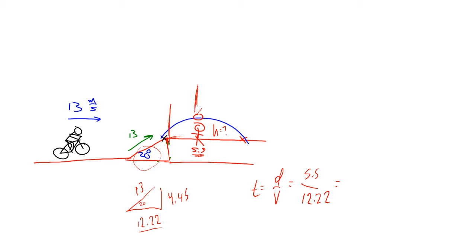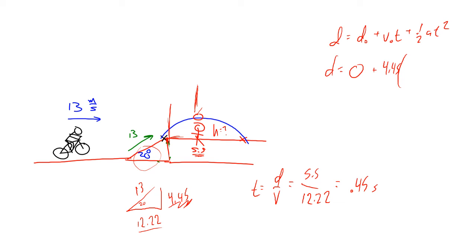That means the time it will take us is about 0.45 seconds to reach our assistant. And now we just got to figure out our height at that point. So we're going to be using equation number 2, d0 plus v0t plus 1/2 at squared. Okay, so I want to know what's our height. Our starting height is 0 because we're starting at the ground level, plus v0, our starting velocity, is 4.45 times 0.45. Now, plus 1/2. What's our acceleration?